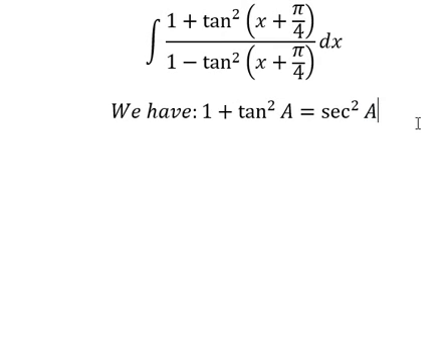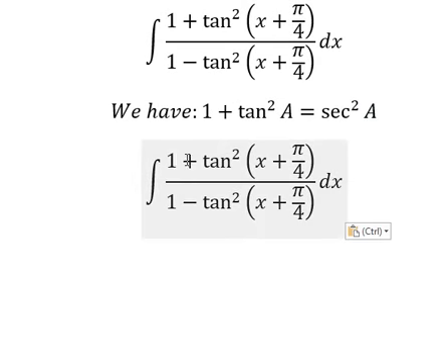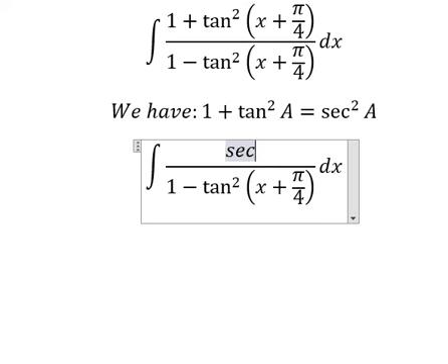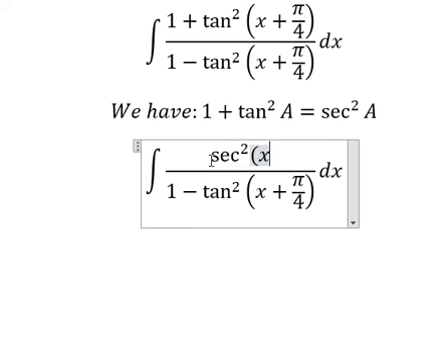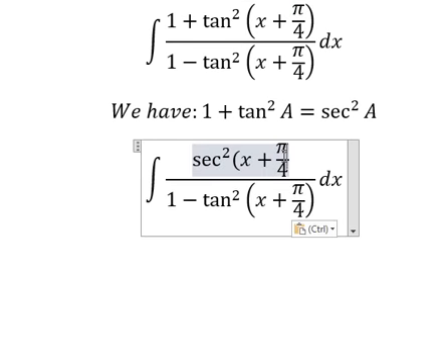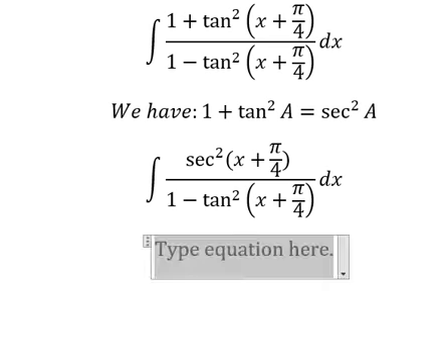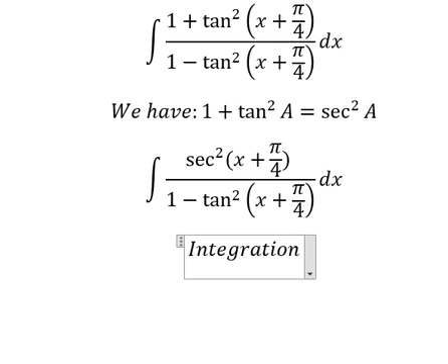So we apply this formula for this one in here, and we have secant of s plus b over 4 squared. Next, we need to use integration by substitution.